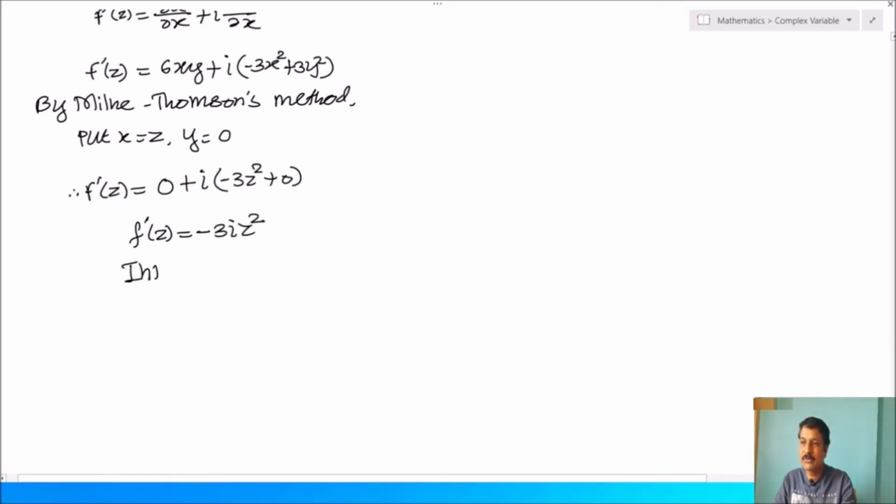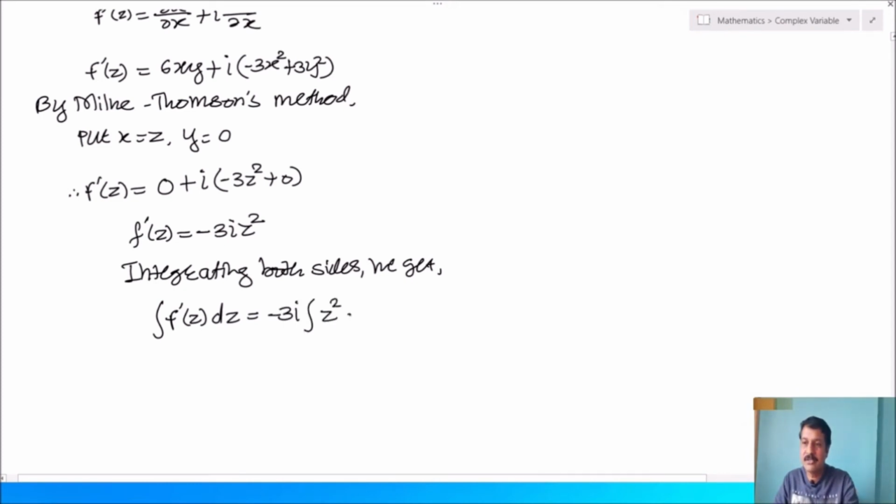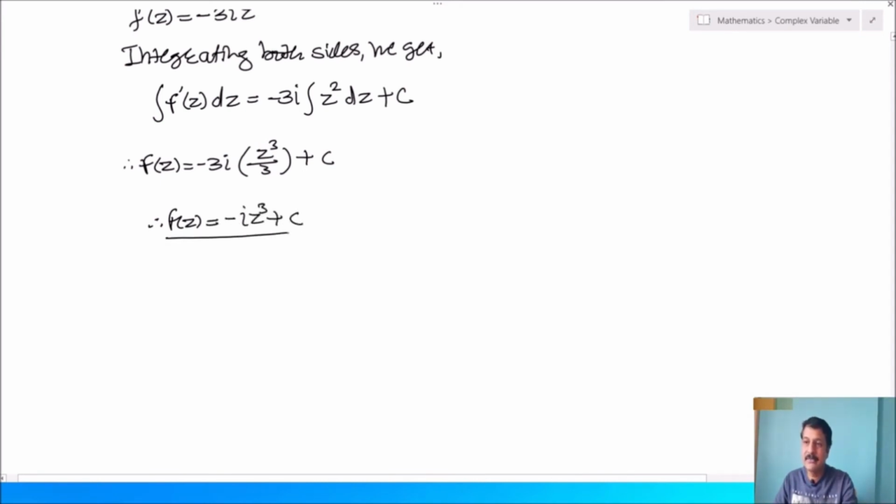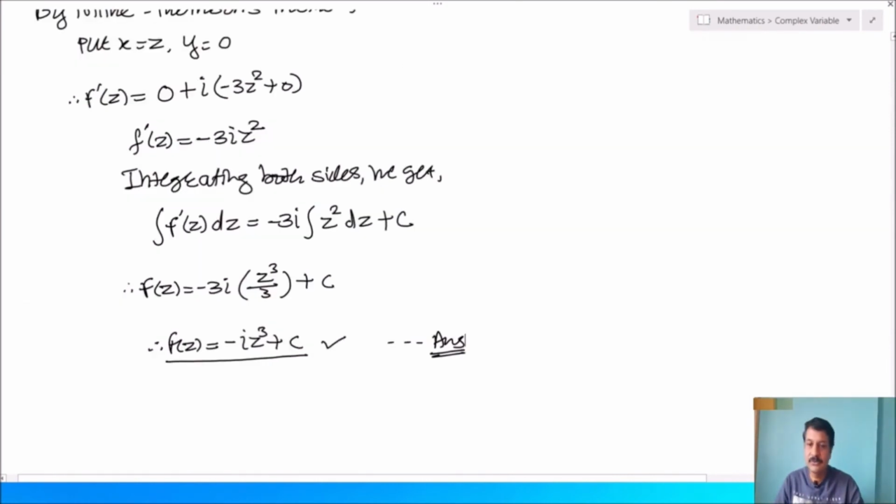So integrating both sides, we get integration of f'(z) with respect to z, that is equal to minus 3i outside, it is a constant, ∫z² dz plus integration constant c. And therefore, what is f(z)? That is equal to minus 3i and here z³/3 plus c. Finally, f(z) equals minus i z³ plus c. This is your f(z) in terms of z. What we want to find actually is f(z). So this is your final answer.